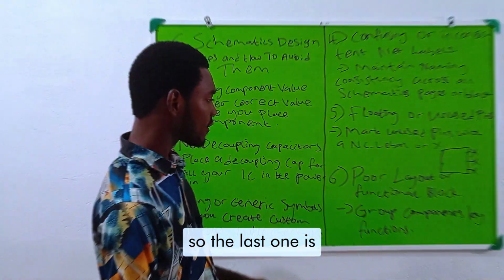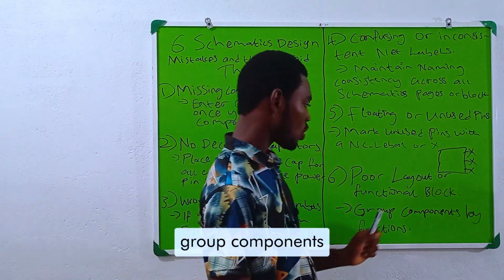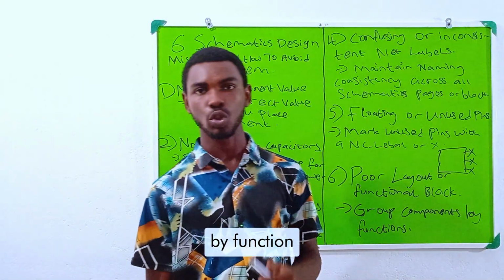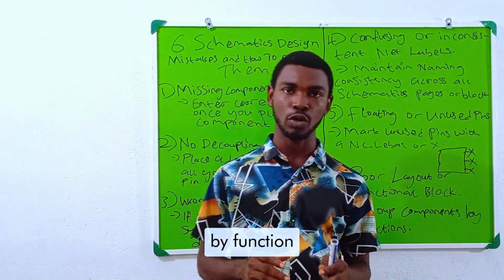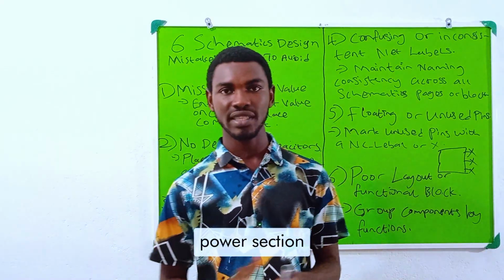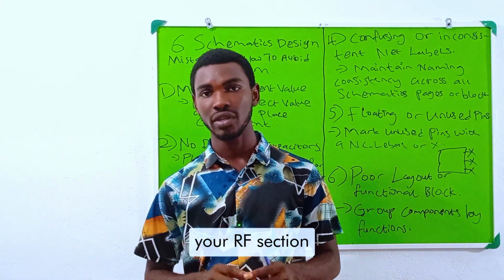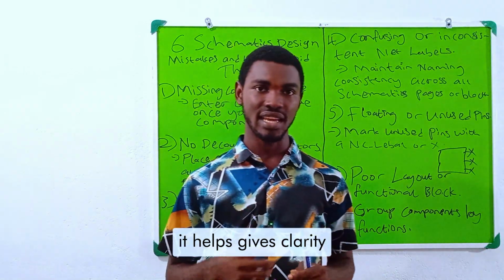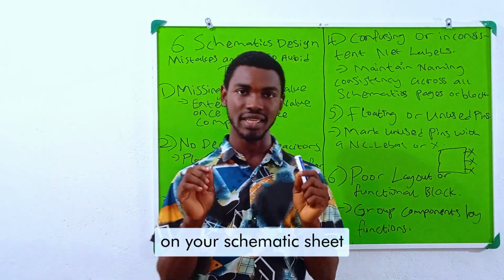So the last one is poor layout of functional blocks and how you can avoid it. Group components by function. This helps. I said this in my last video. Group components by function. You can group the power section, you can group your microcontroller section, you can group your RF section. It gives clarity and helps you avoid certain mistakes on your schematic sheet.